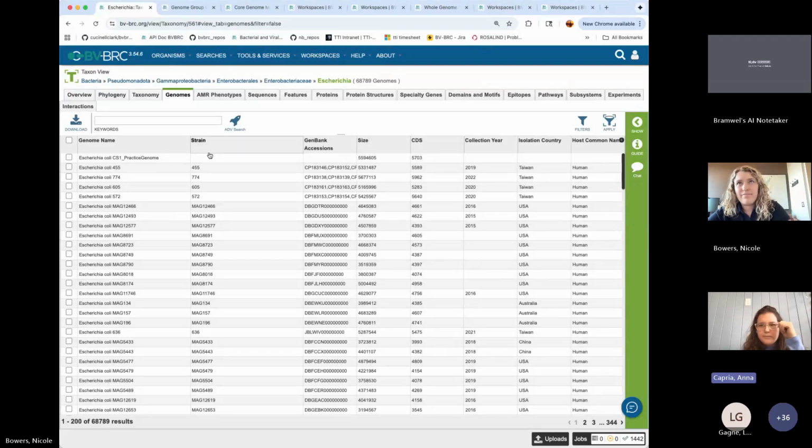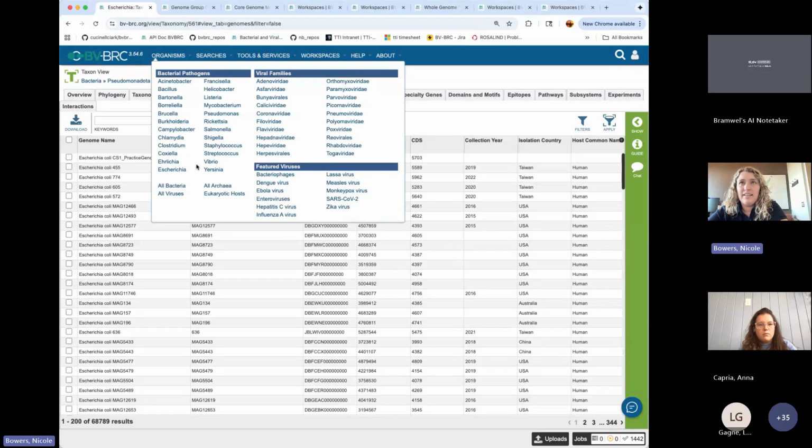Yep, okay. So this is the Escherichia landing genome page. We have a large number of genomes. I'll highlight a few things. You can click on any of the taxa and go up in taxa level. How I got here was by clicking on Escherichia here in the list.